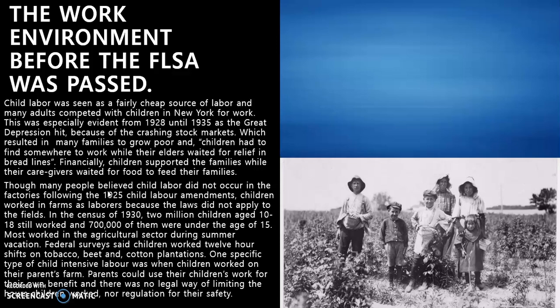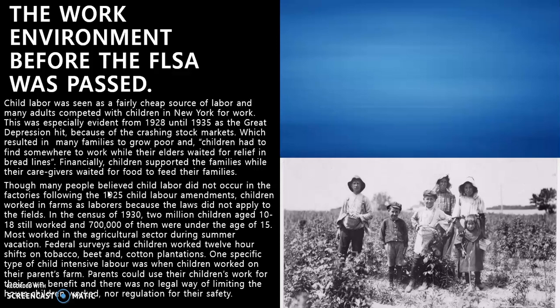So, what was the work environment before the FLSA was passed? Child labor was seen as a fairly cheap source of labor, and many adults competed with children in New York for work. This was especially evident from 1928 until 1935, as the Great Depression hit because of the crashing stock markets, which resulted in many families growing poor, and children had to find somewhere to work while their elders waited for relief in breadlines. Financially, children supported their families while their caregivers waited for food to feed their families.